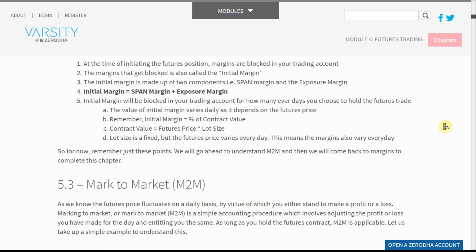The value of initial margin varies daily as it depends on the futures price. Remember, initial margin equals a percent of contract value. Contract value equals futures price times lot size. Lot size is fixed, but the futures price varies every day. This means the margins also vary every day. So for now, remember just these points. We will go ahead to understand M2M, and then we will come back to margins to complete this chapter.